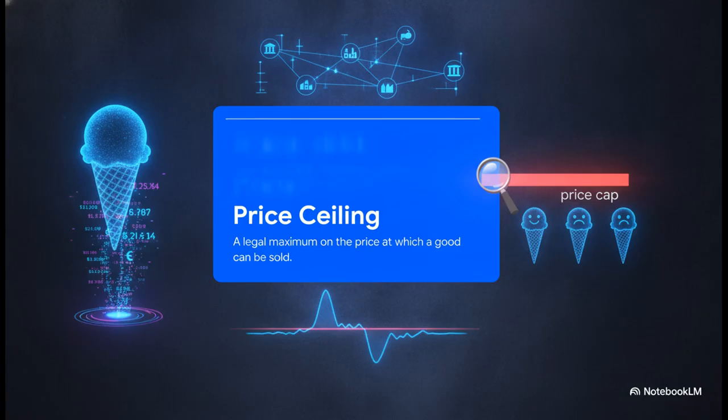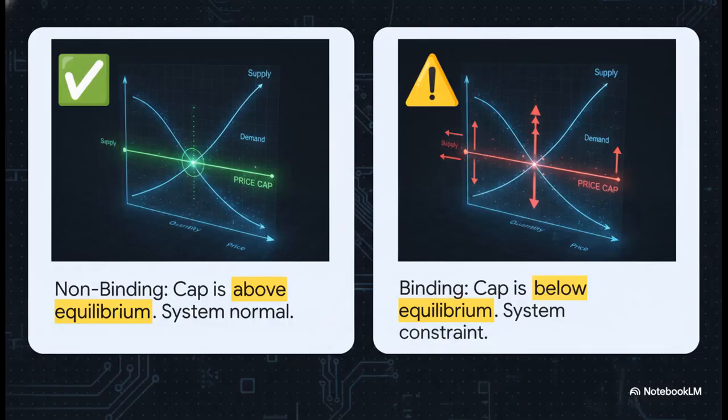Now, it sounds like an automatic win for the consumer, right? Cheaper ice cream. But let's run the model. When we actually apply this, we see two totally different outcomes. In the first scenario, we have a non-binding ceiling. Say the natural equilibrium price of an ice cream cone is $3, and the government caps it at $4. Well, the system operates completely normally, because the cap is above the equilibrium.